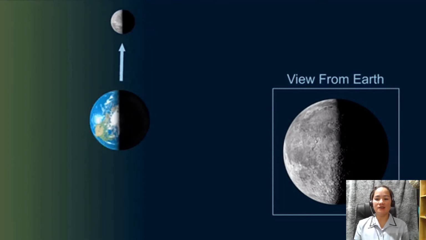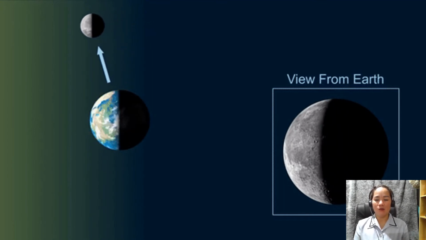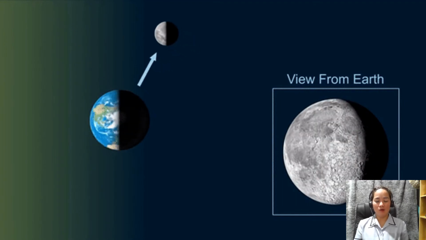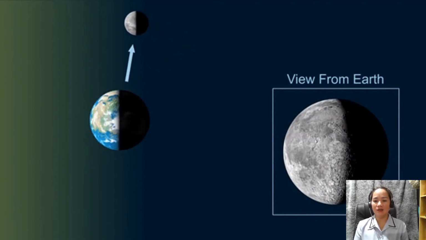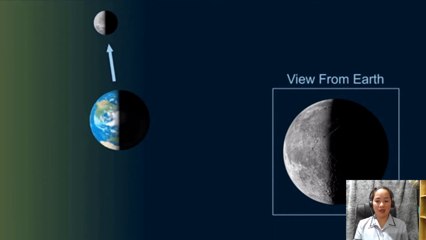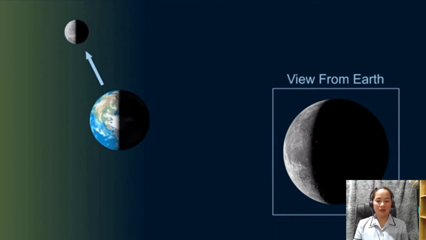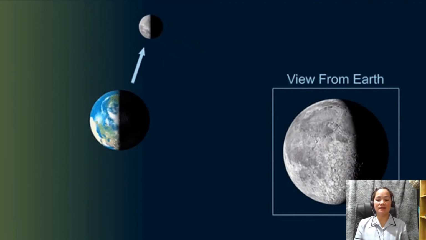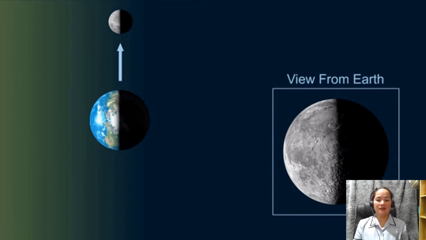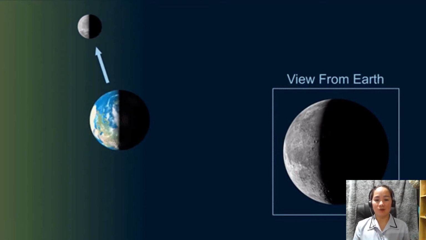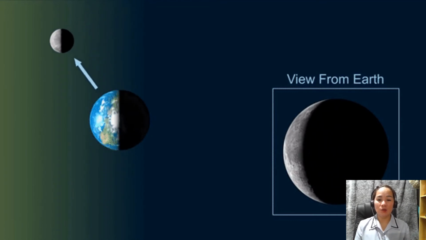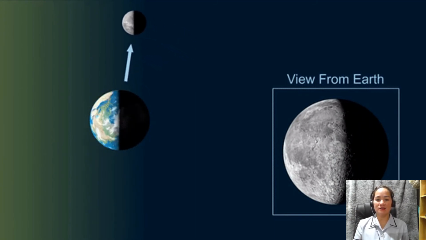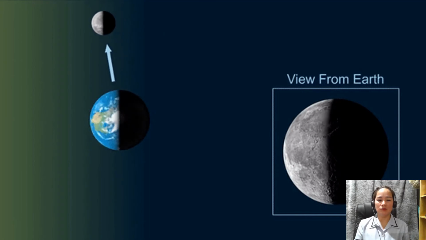After that, it seems to get smaller again. We see less and less of it. Then we cannot see it at all. From the earth, it looks like the sun is not lighting up the moon. This is called the new moon. Then the cycle starts all over again. These are called the phases of the moon. What happens between a new moon and a full moon is called the phases of the moon.